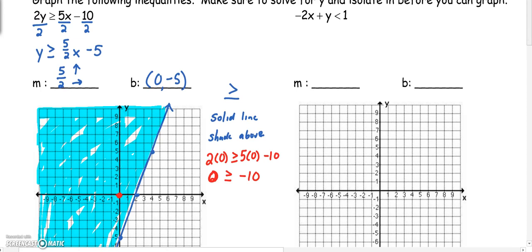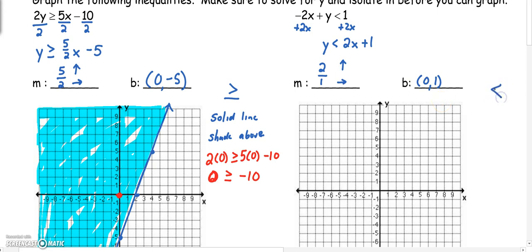In the second problem, in order to get y by itself, this time I need to move x to the other side of the equation. So because it's a negative, I'm going to add 2x to both sides. Y is less than, remember that 1 and 2x are not like terms, so we're going to write them separate, 2x plus 1. The number in front of x is 2, which means my slope is 2 over 1. I'm going to go up 2 and right 1. My b value is 0, 1.